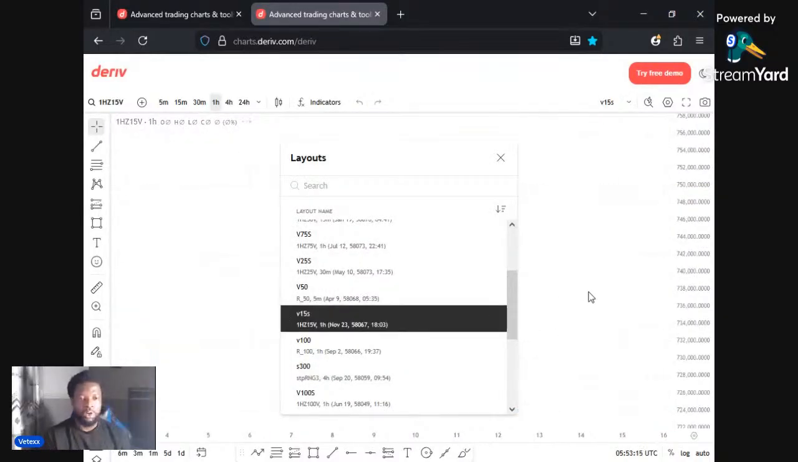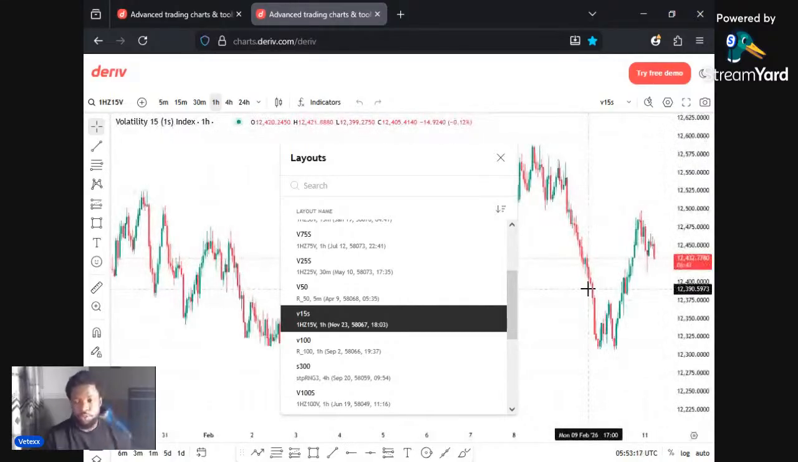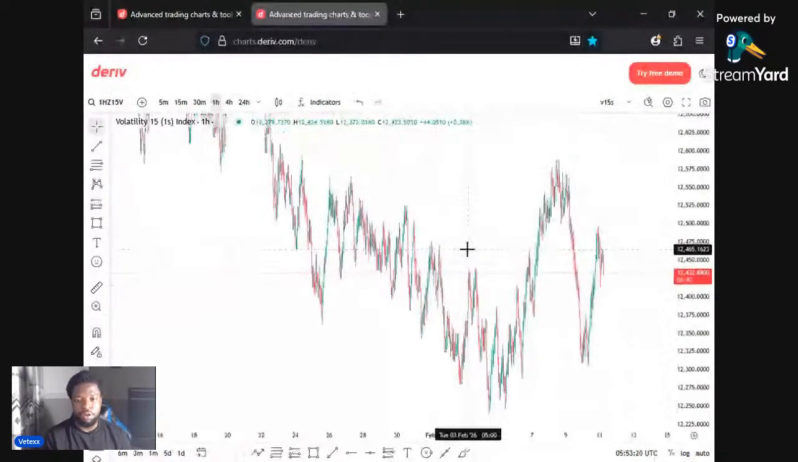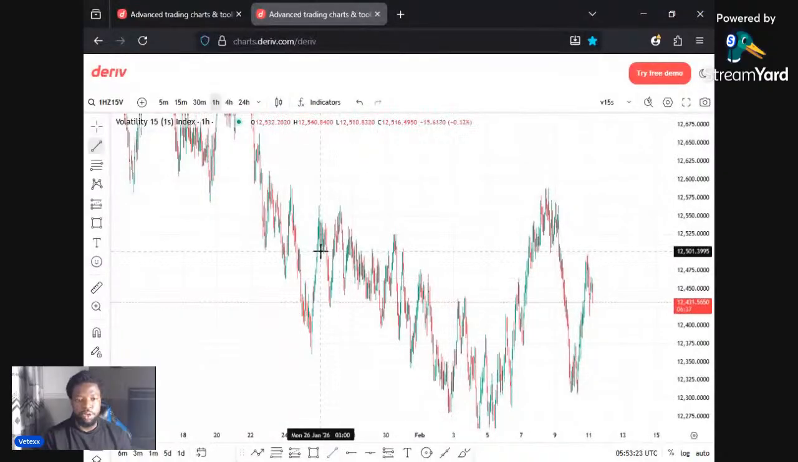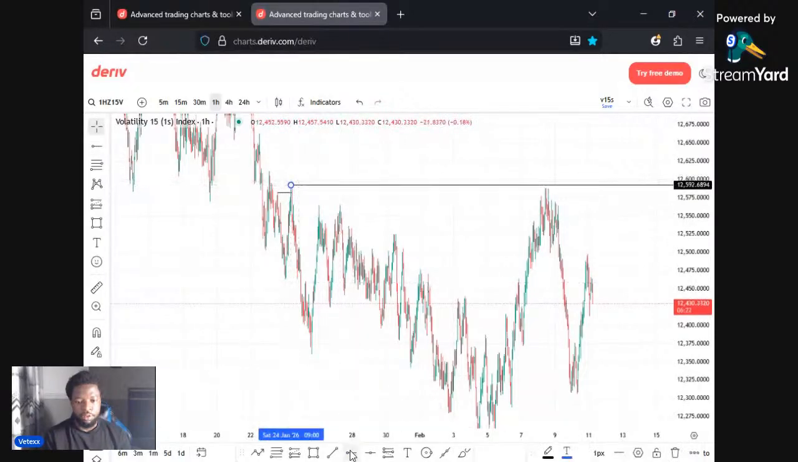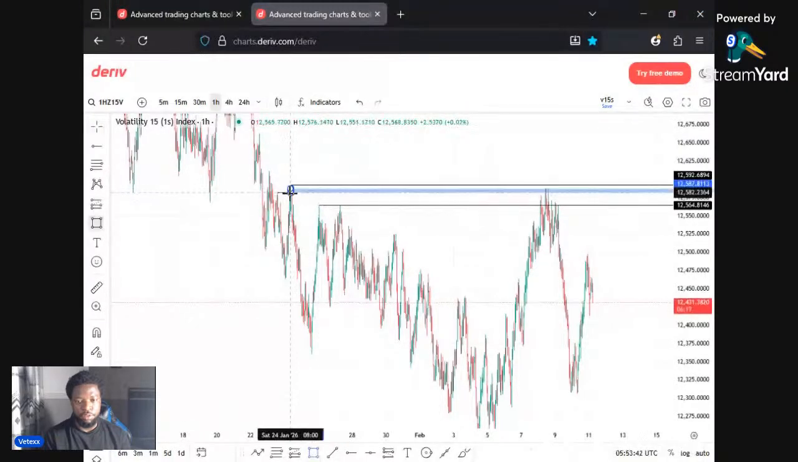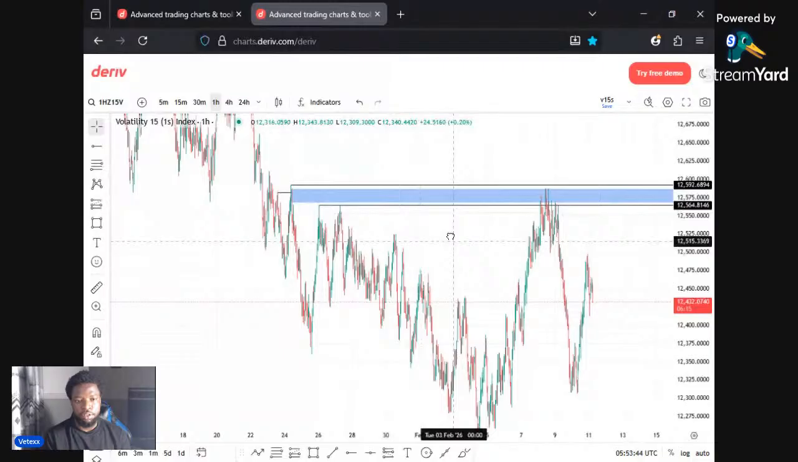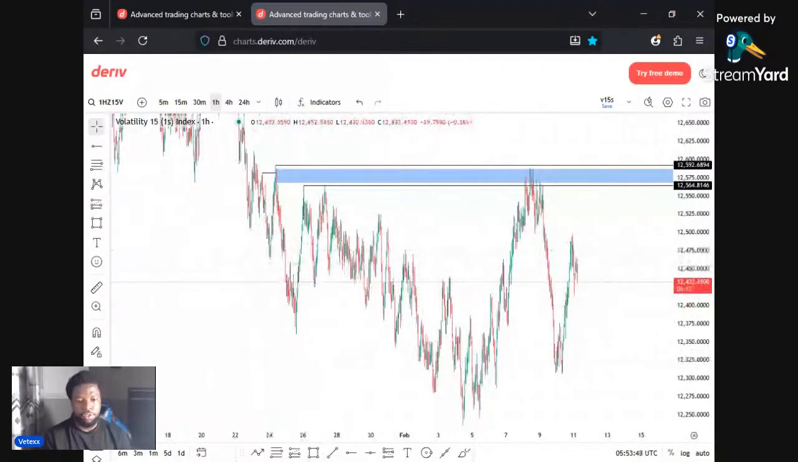Okay, so now let's check the next pair on our list, which is V51S. What do we have on V51S? V51S smashed, just took off, not quite long. So we had this on V51S. We have a sweep of liquidity, a protected high, structural liquidity, and a point of interest, which is here. This is our first break of structure. Second break of structure.